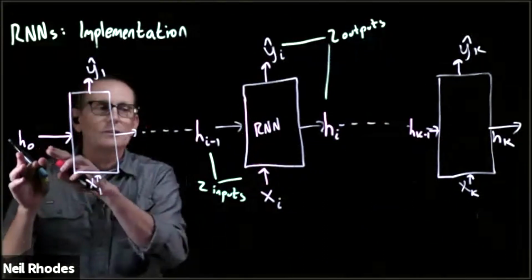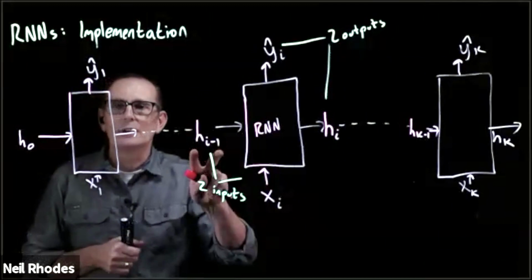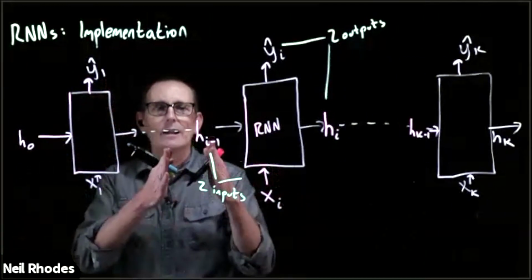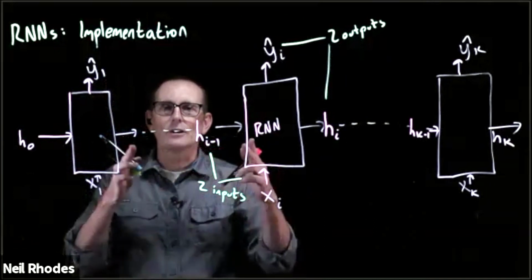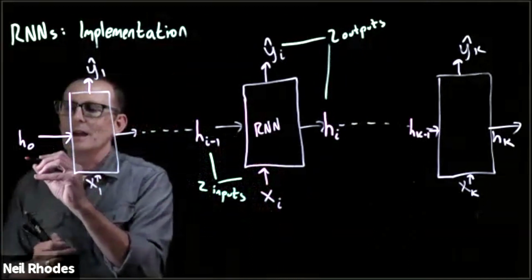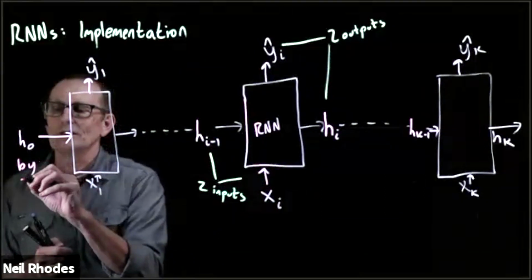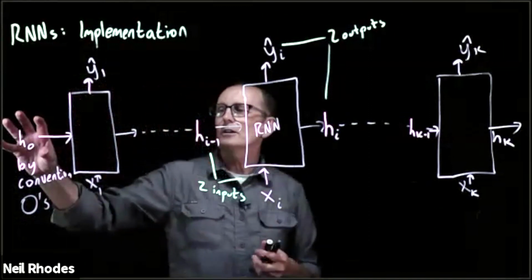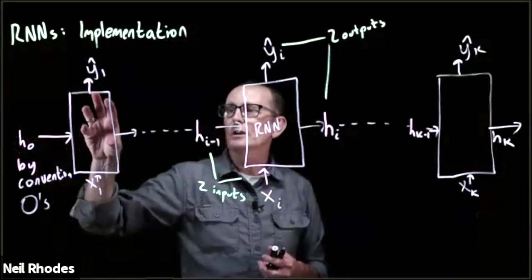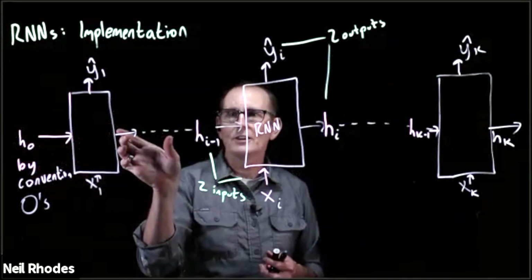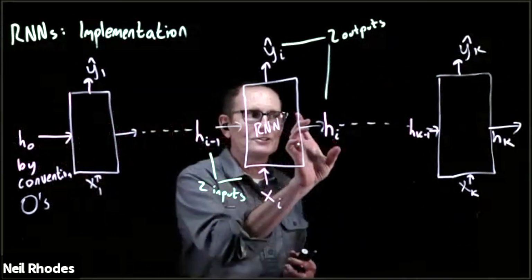So this H sub 0, H sub I minus 1, is some vector, right? It's just like activations coming out of a CNN from one layer to the next layer. This is a vector of numbers. So we have to feed in a vector of numbers. And by convention, we just use zeros. Okay? So we feed in zeros here, and then after the first word, it's going to feed in some vector of the same size with different values, and so on.